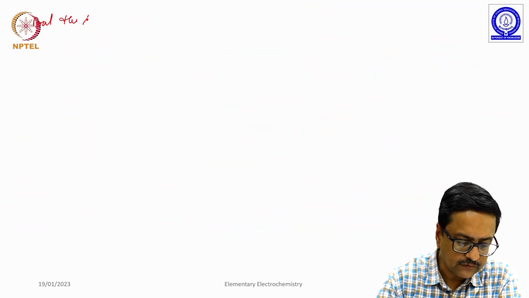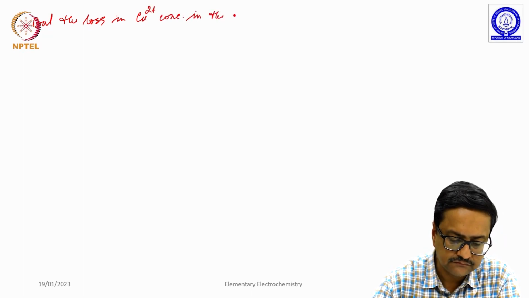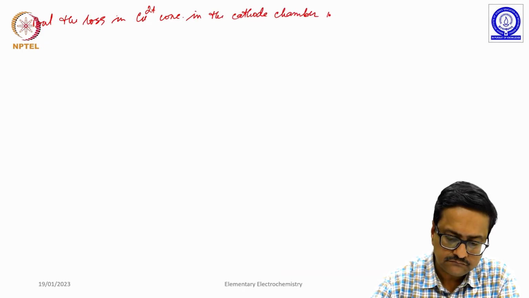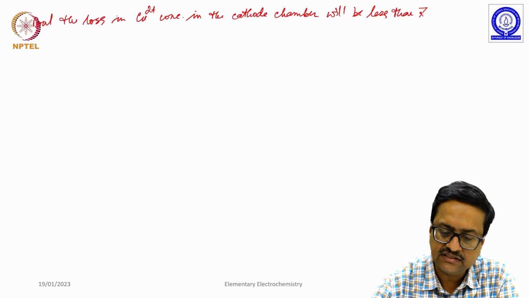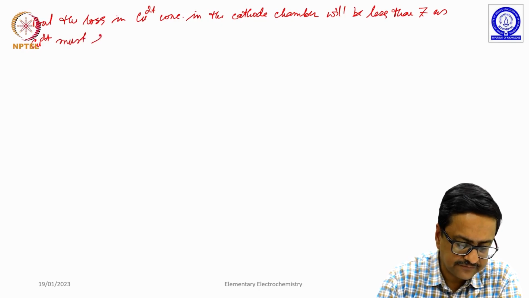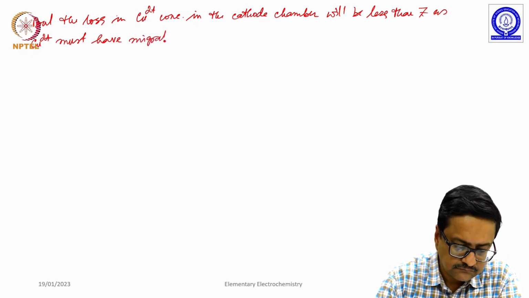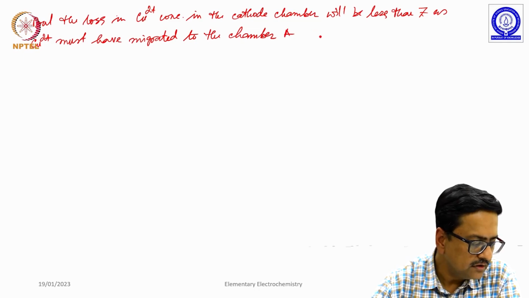But the loss in Cu2+ concentration in the cathode chamber will be less than Z, as Cu2+ must have migrated to the chamber A during electrolysis.